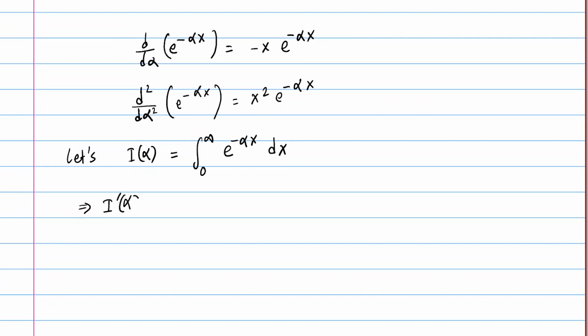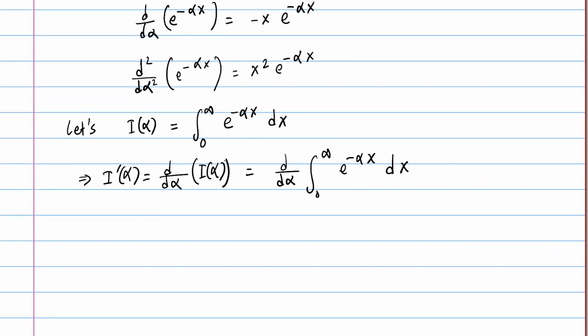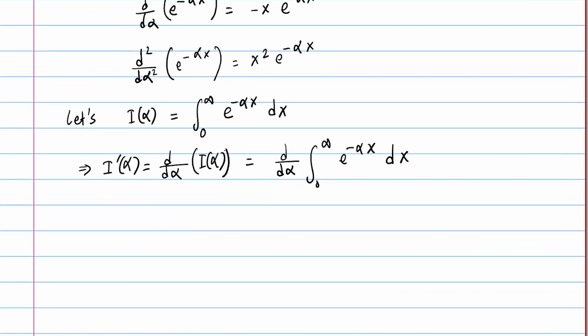So I prime of alpha, or the differentiation with respect to alpha, gives d/d alpha of the integral from 0 to infinity e to the power negative alpha x dx. The differentiation inside the integral sign becomes the partial differentiation: the integral from 0 to infinity of partial derivative with respect to alpha of e to the power negative alpha x dx.